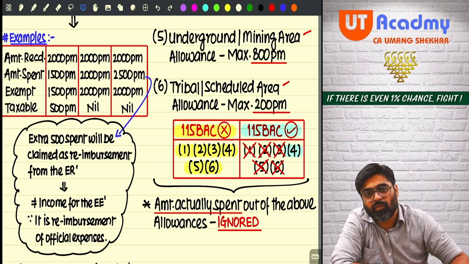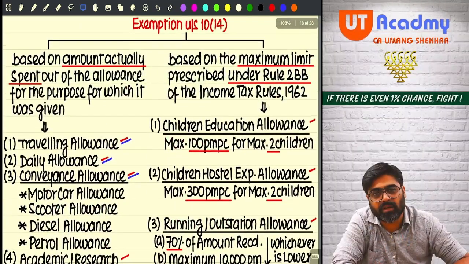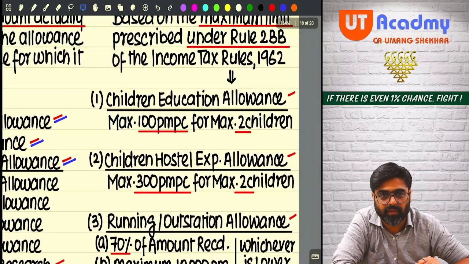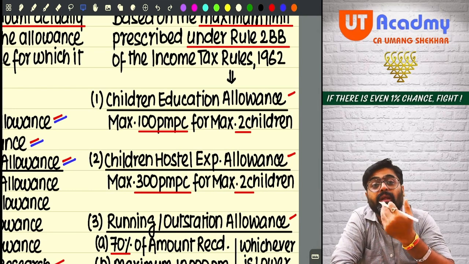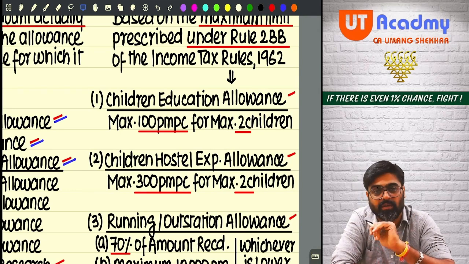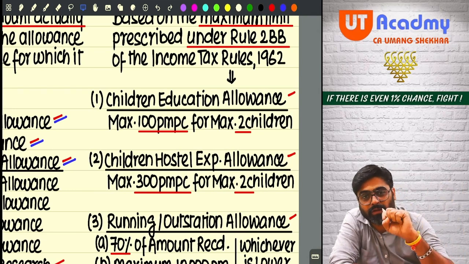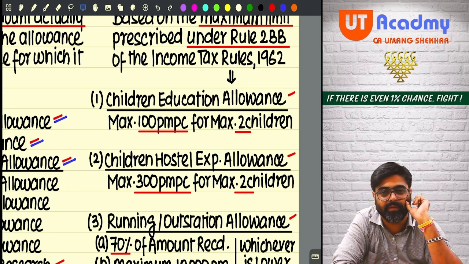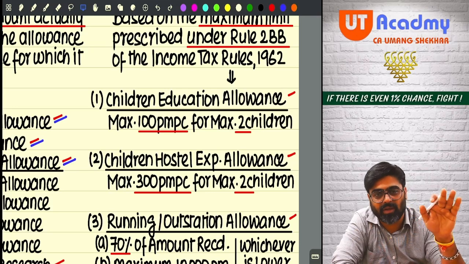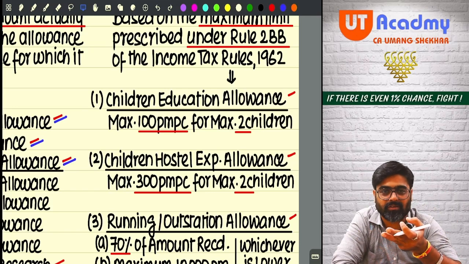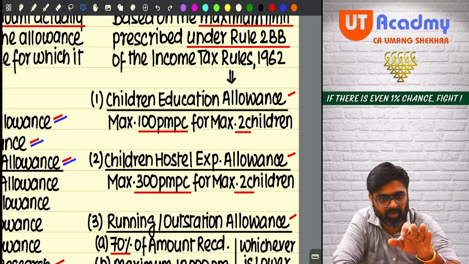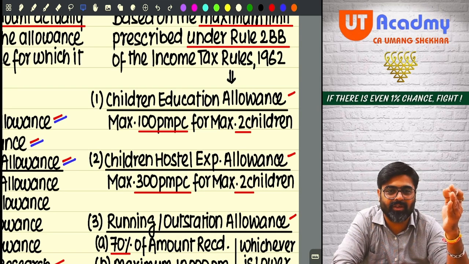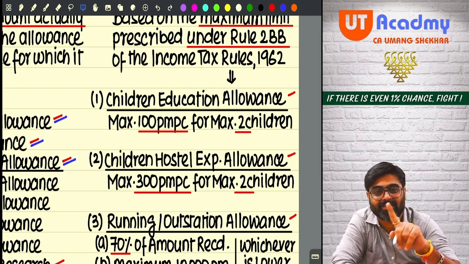Now, first of all, if you are getting children education allowance, if you have children, and to meet the education cost of your children, your employer might give you some allowance known as children education allowance. Firstly, this allowance is given to meet your personal expense. This should not be exempt. But still, income tax rules give you 100 rupees per month per child exemption.